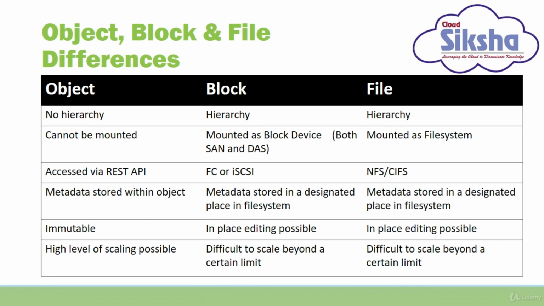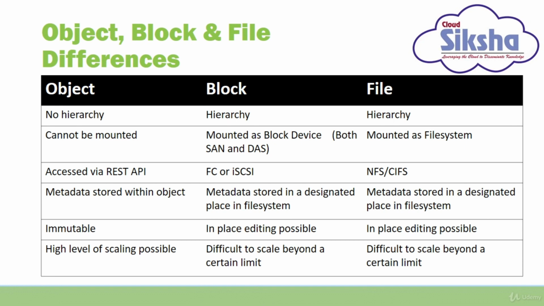In object, the metadata is stored within the object. We saw that. Whereas in block and in file, metadata is stored in a separate place. It has a designated place where metadata is stored, and the data is stored in a different place. Objects are immutable, which means you can't edit them in place. Whereas in block and file, the files can be edited in place.